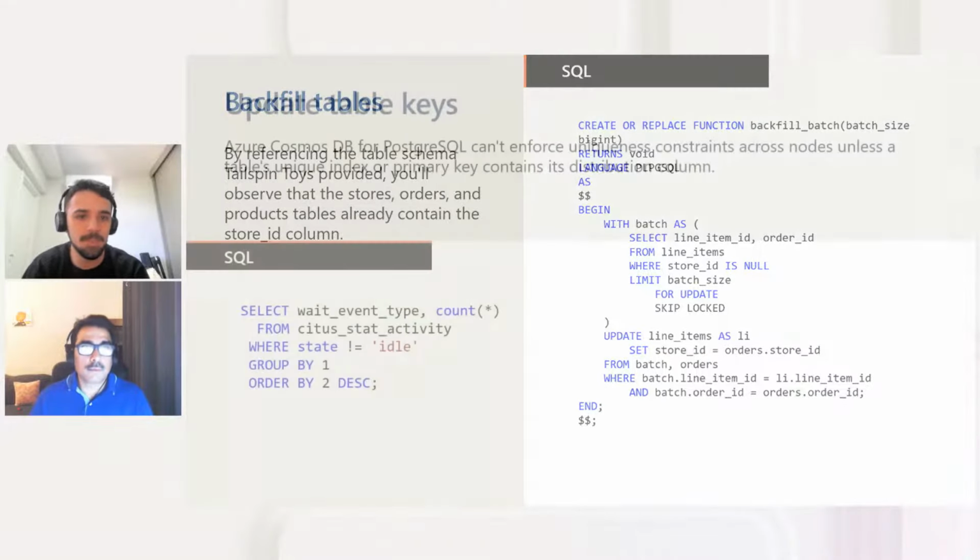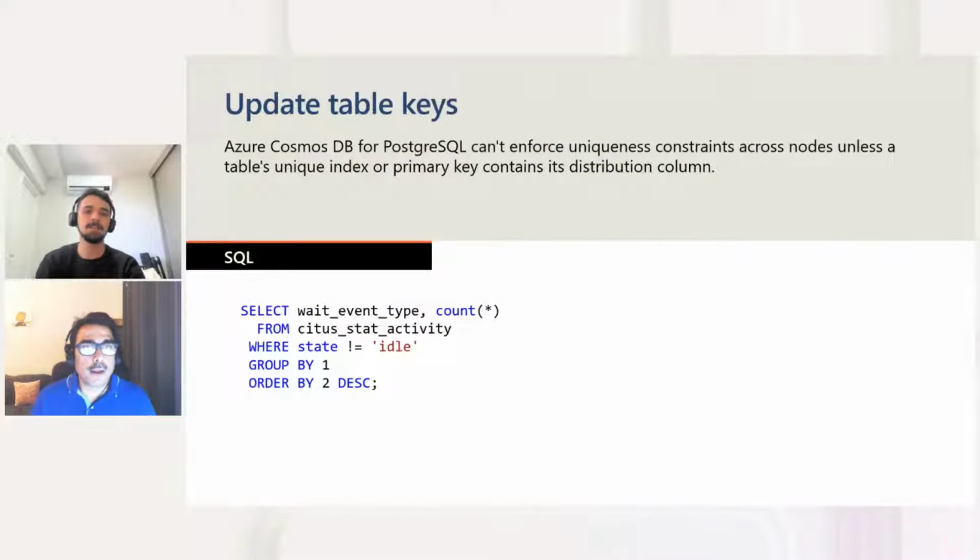So let's move forward to the next slide. Right here, we also update the table keys. While we are having the distribution done, we can still have the primary key foreign key relationships continue to exist across the tables.